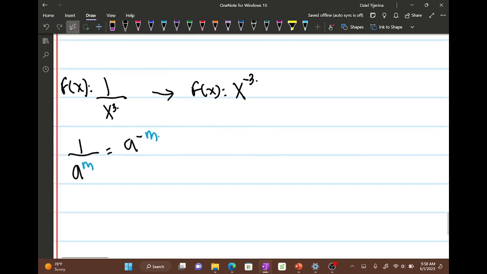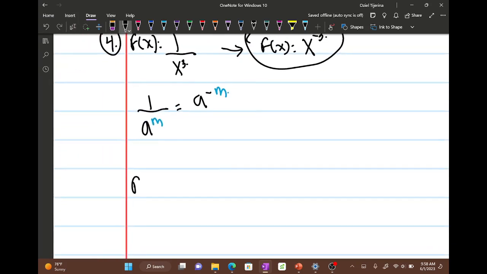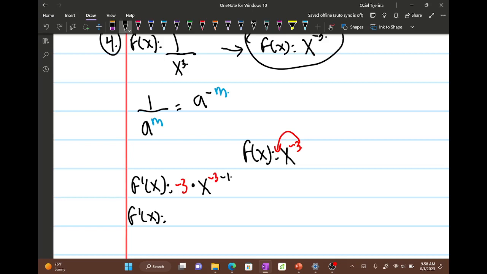And now I can use power rule to do this. So we want to find the derivative, so f prime of x is really going to be... we have f of x is x to the negative 3. And then f prime of x, we're going to move this down, so it's going to be negative 3 times x, and then we're going to subtract 1 from the exponent, so negative 3 minus 1. So then f prime of x just becomes negative 3x to the negative 4.